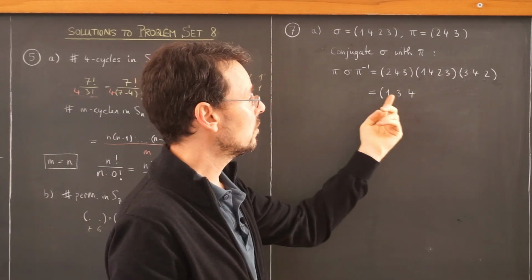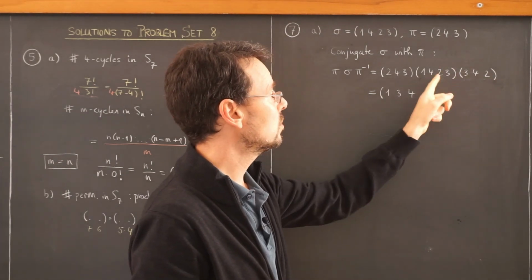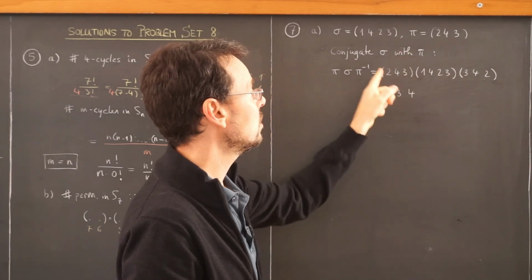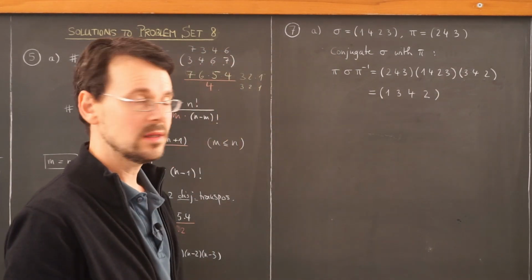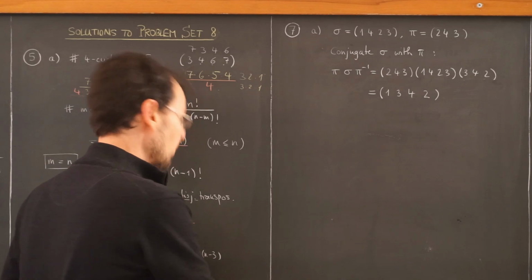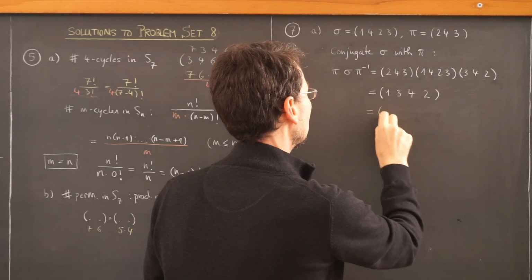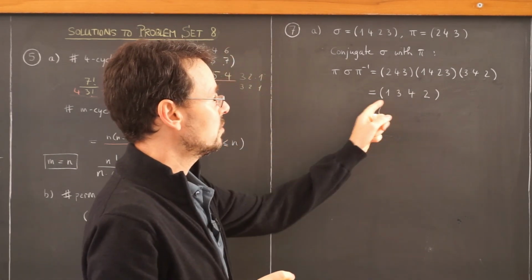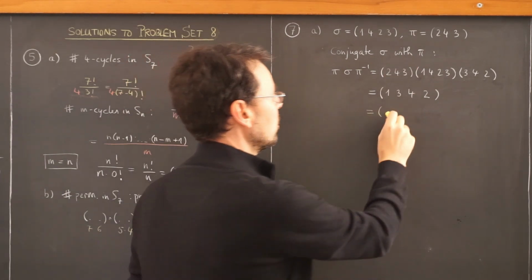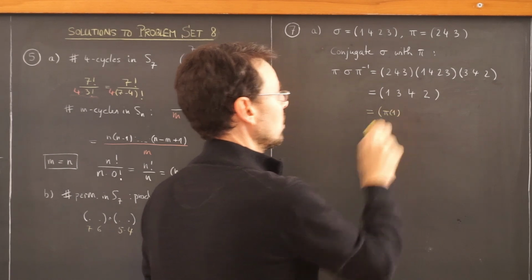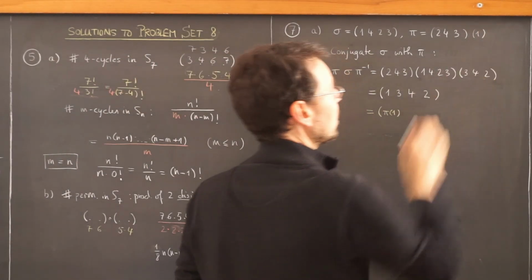Okay, and now the last thing we plug in is the 4. 4 is moved to 2, 2 goes to 3, 3 goes to 2, so we again end up with a 4 cycle. This is important. And even more important, the question was, what do these numbers have to do with pi? Well, 1 is pi of 1 because pi doesn't move the 1. So I could have written it like that.